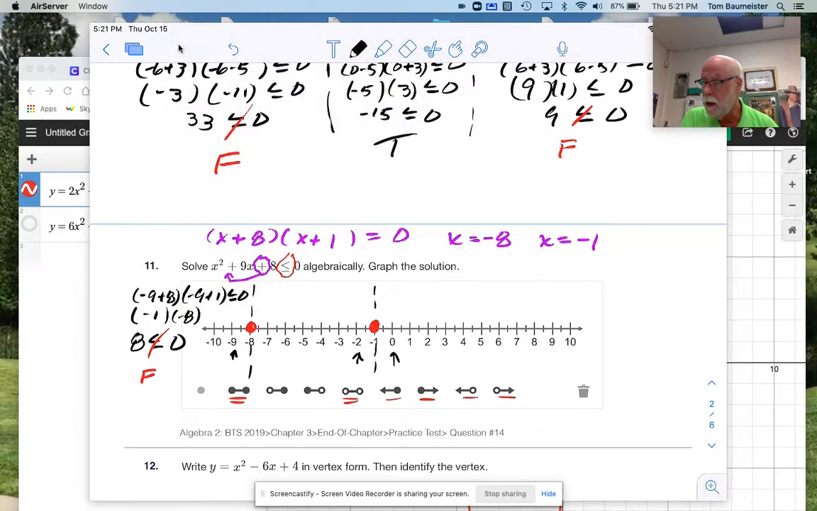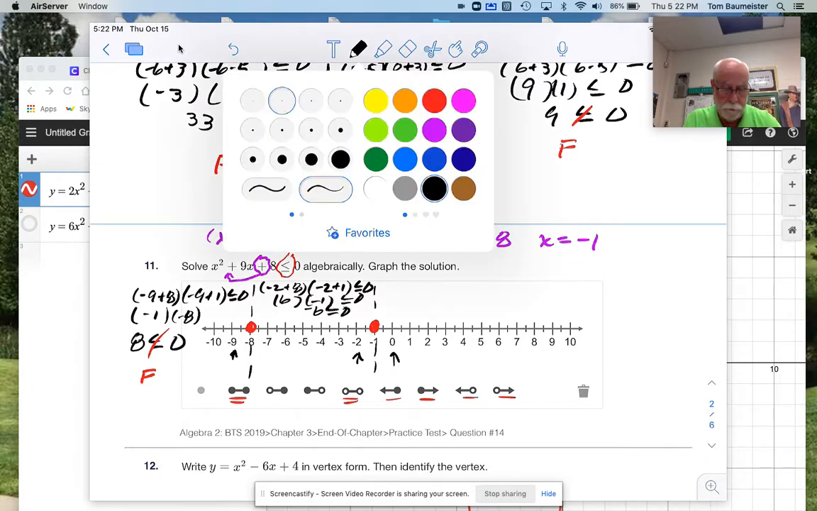The middle one, we have -2 plus 8. I have -2 plus 1. Is that less than or equal to 0? Let's see, -2 plus 8 is 6. -2 plus 1 is -1. Again, is that less than or equal to 0? You're going to get -6 is less than or equal to 0. So this one here is a true statement.